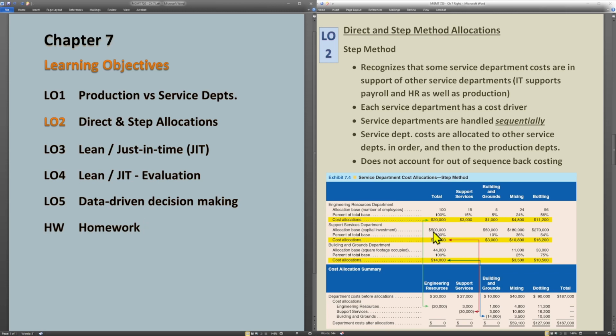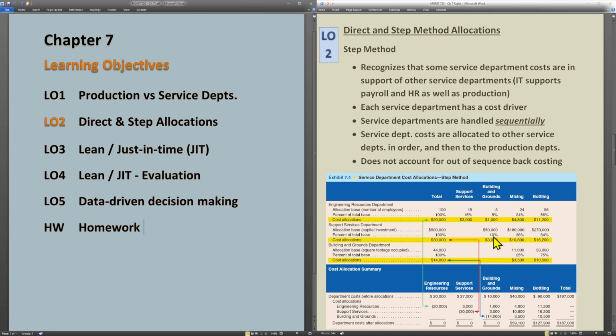What is its allocation base, its capital resources? And again, you only take into account, for purposes of figuring out the allocation, the allocation base of the three departments that it's servicing. It's servicing the last service department and the two production departments. So you add these all up together and you divide by, so this would be 180 plus 50, that'd be 270. So this looks like it's 500,000.